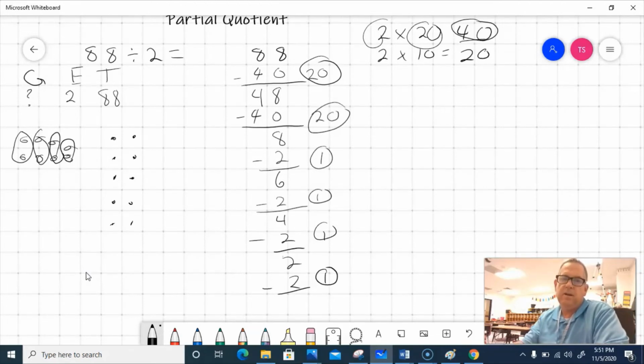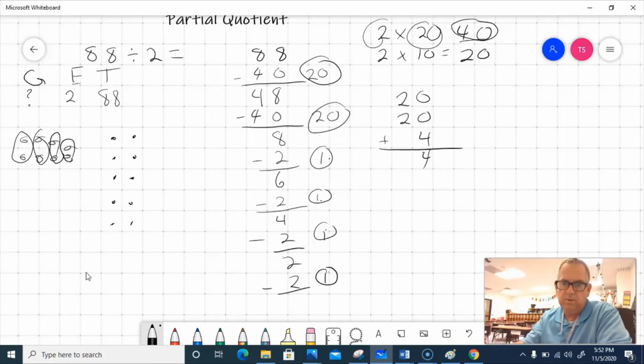So now to figure out how many groups I'm going to have, I just need to add all those numbers up. I'm going to add 20 plus 20 plus 1, 2, 3, 4 plus 4. So 4 in the ones place and 4 in the tens place. So 88 divided by 2 would be 44.